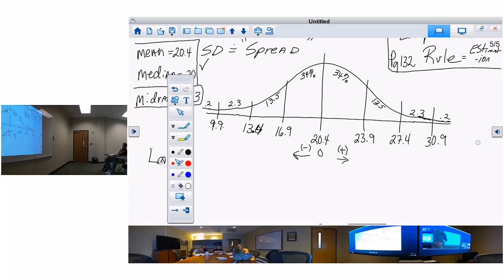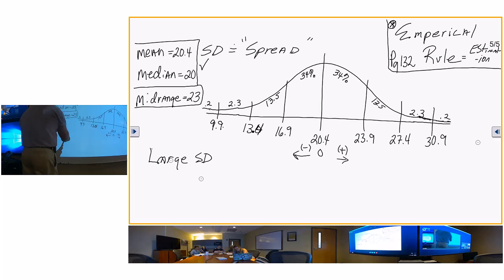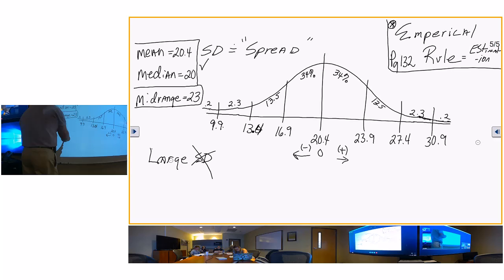If you have a large standard deviation compared to your numbers, that's bad. A large standard deviation means you've got a big spread. If you have a big spread, these two numbers are not going to be close together.